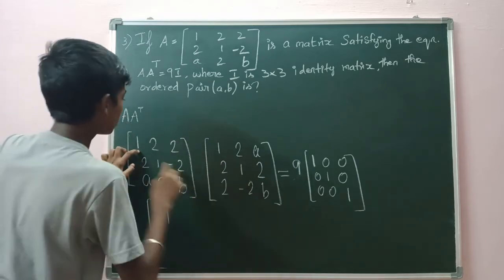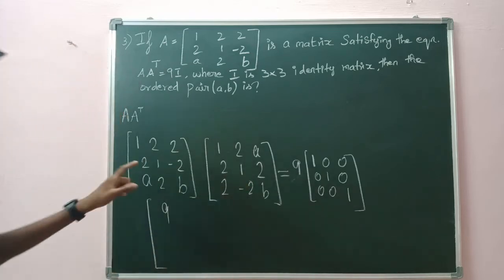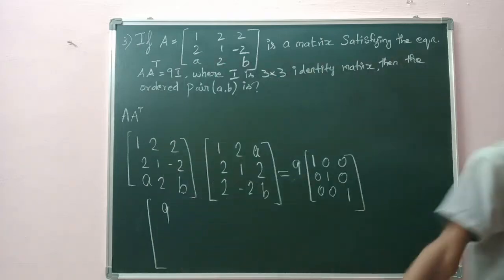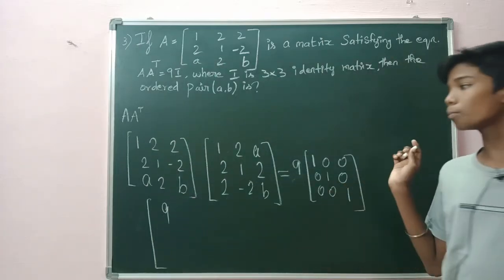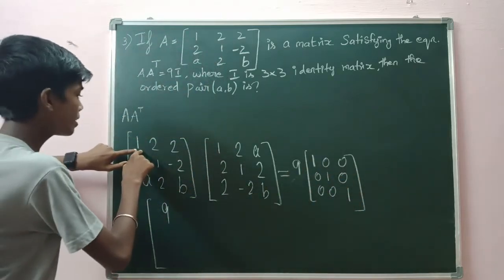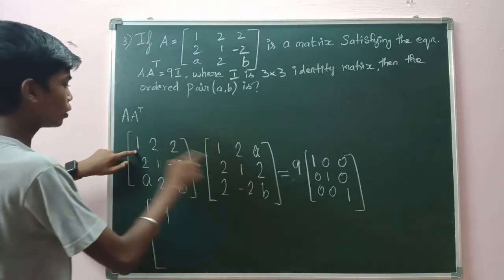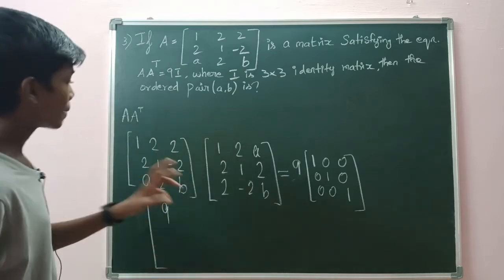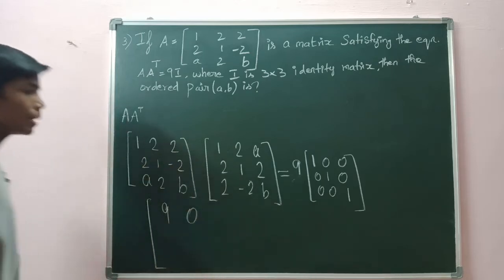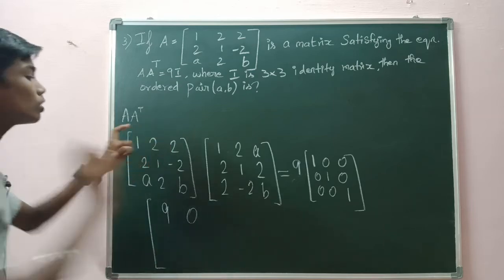Then first row into second column will be 1 into 2 is 2, 2 into 1 is 2, so 2 plus 2 is 4, minus 2 into 2, minus 4, will be 0. So this will be 0. Very simple. Now after this, first row into third column.